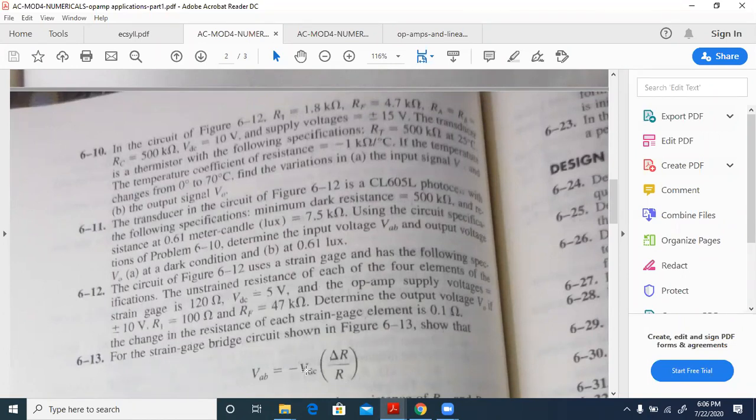Overall, you might get a value which is something like 3.917 volts. You can write down somewhere, the answer for this will be 3.917 volts. So thus you can find out the value of the output for 6.12. So is it clear?